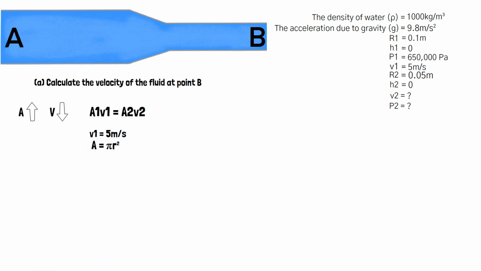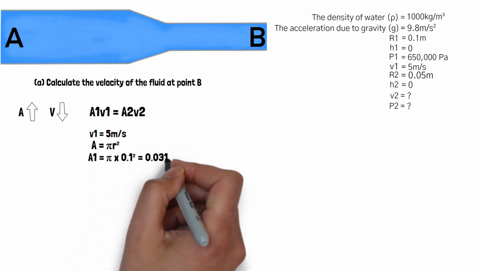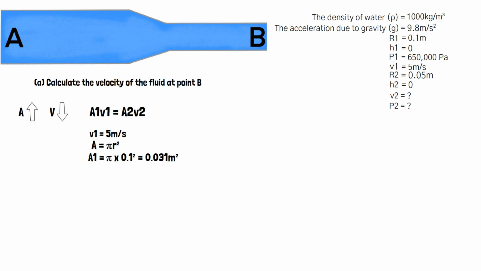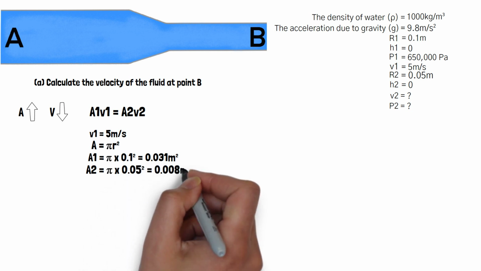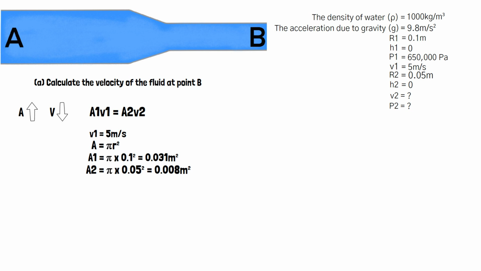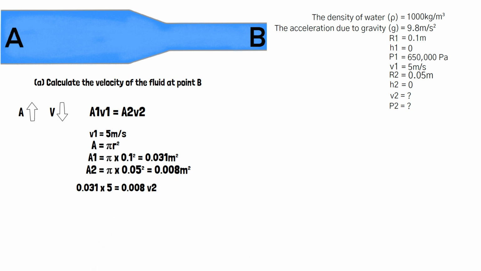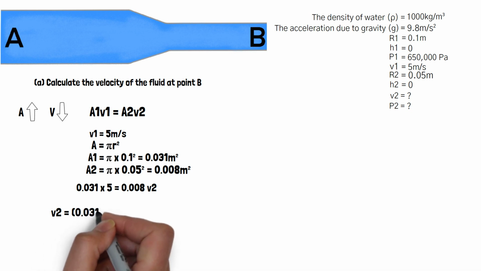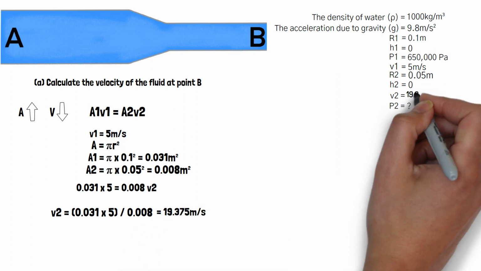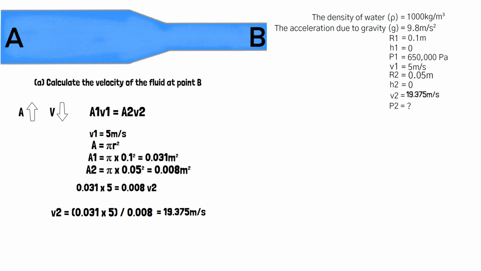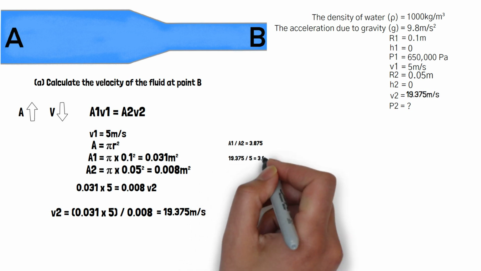As the area equals pi r squared, the cross-sectional area of the pipe at point A is pi times 0.1 squared, which equals 0.031 meters squared to 3 decimal place. The cross-sectional area of the pipe at point B is pi times 0.05 squared, which equals 0.008 meters squared, again to 3 decimal place. We can now add these values into our equation. The only thing left for us to do is to find V2. We can transpose our equation to find V2, giving us 0.031 times 5 divided by 0.008, which equals 19.375 meters per second. We can check that this is consistent with our expected answer, as the cross-sectional area of the pipe decreases by a factor of 3.875. The velocity of the fluid increases by a factor of 3.875 also.